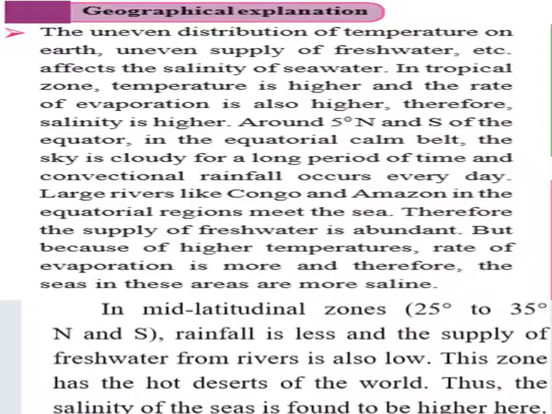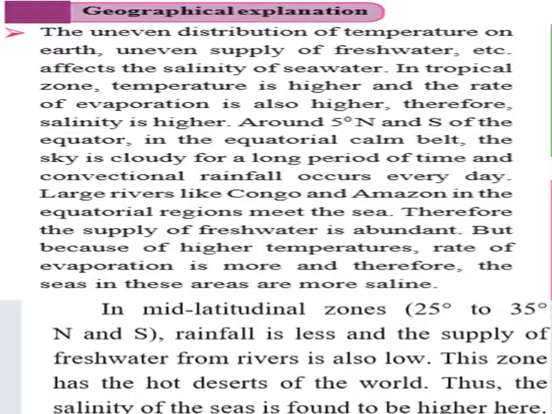Around 5 degrees north and south of the equator, in the equatorial calm belt, the sky is cloudy for a long period of time and convectional rainfall occurs every day. Large rivers like the Congo and Amazon in the equatorial regions meet the sea. Therefore, the supply of fresh water is abundant. But because of higher temperatures, the rate of evaporation is more and therefore the seas in these areas are more saline. Okay, children, the evaporation is more, therefore the water is saline.